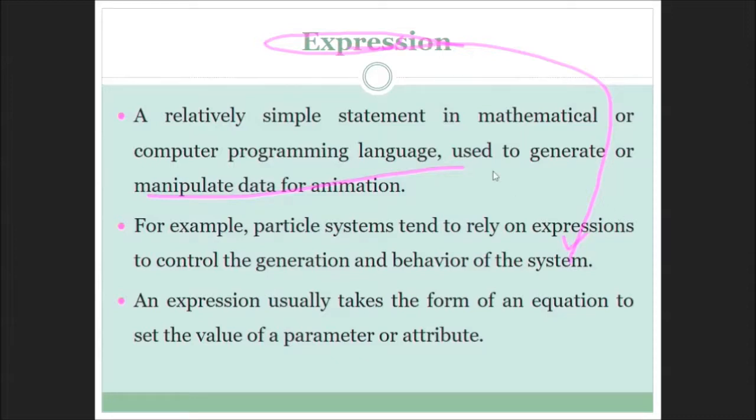An expression usually takes the form of an equation to set the value of parameters or attributes, like y equals mx plus c. Okay. Now in this you have c and m, and how are y and x dependent? They are dependent on the value of m and c.